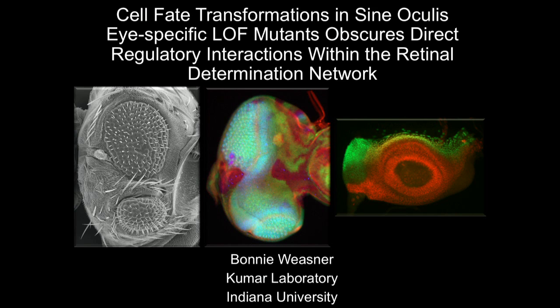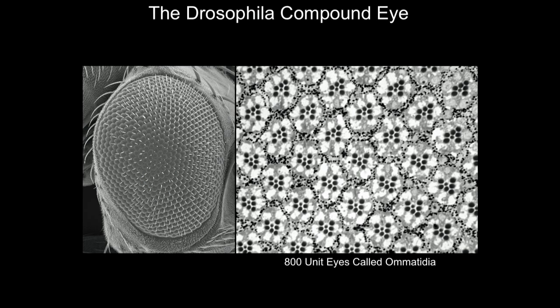loss-of-function mutants. In the Kumar lab, we study the early specification and differentiation of the Drosophila compound eye, which is seen here in this micrograph. The compound eye is composed of 800 individual units, or ommatidia. Each ommatidium is composed of approximately 20 cell types, including photoreceptors, which are the trapezoid structure that you see here in this serial section, lens-secreting cone cells, bristle cells, and pigment cells.